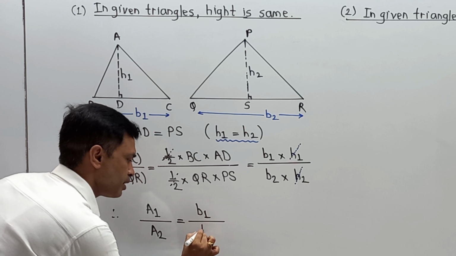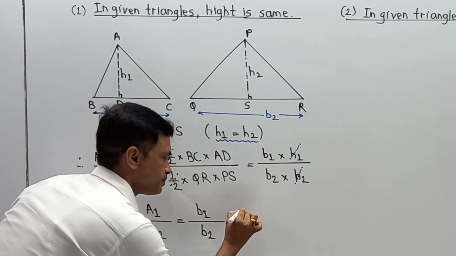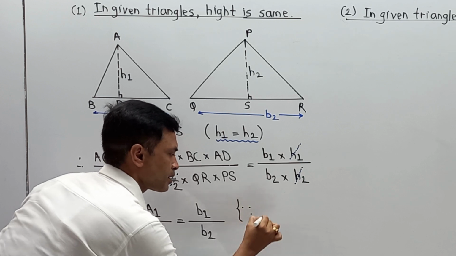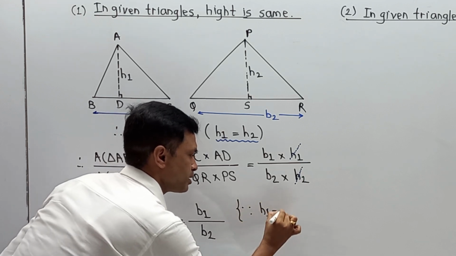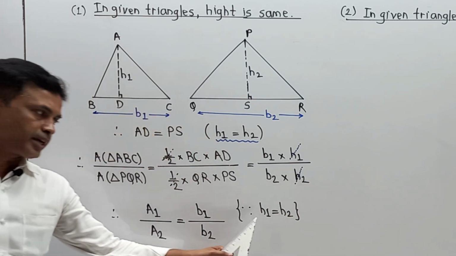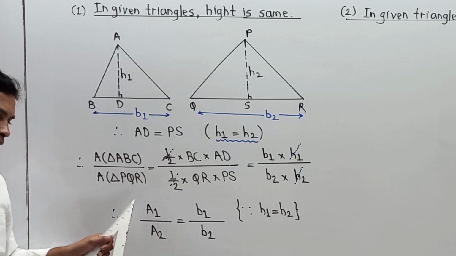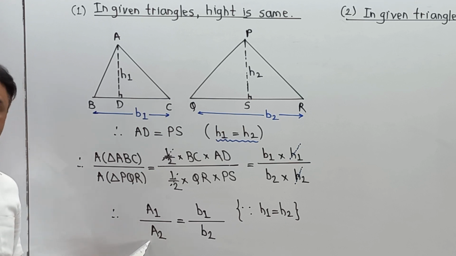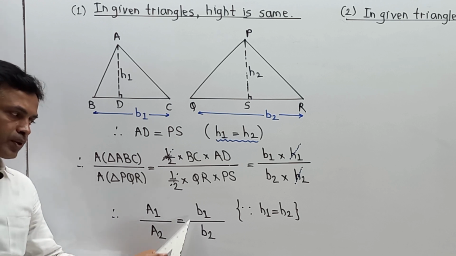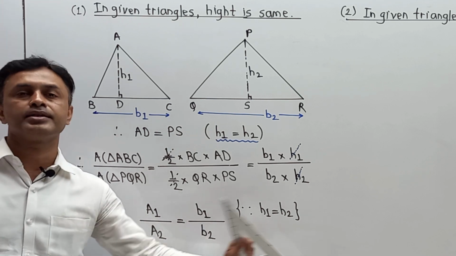Base of first triangle divided by base of second triangle when height of first triangle is equal to height of second triangle. Because height of first triangle gets cancelled with height of second triangle, we are getting the conclusion: area of first triangle divided by area of second triangle is equal to base of first triangle divided by base of second triangle when height is same.